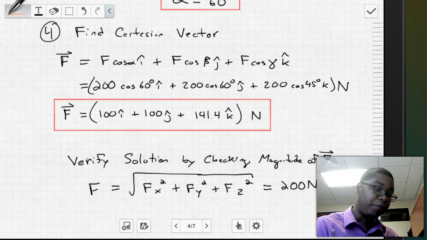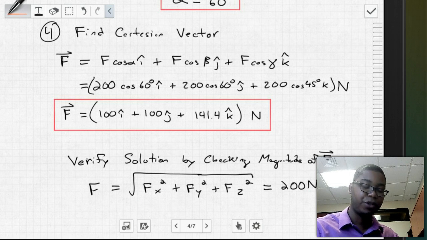this solution by using Pythagorean theorem. So the force magnitude is equal to the square root of Fx squared plus Fy squared plus Fz squared, right? We know the force magnitude is 200 newtons. We've calculated Fx, Fy, and Fz, and if both sides of the equation are equal, then that means that we verified our solution and we have the correct solution.